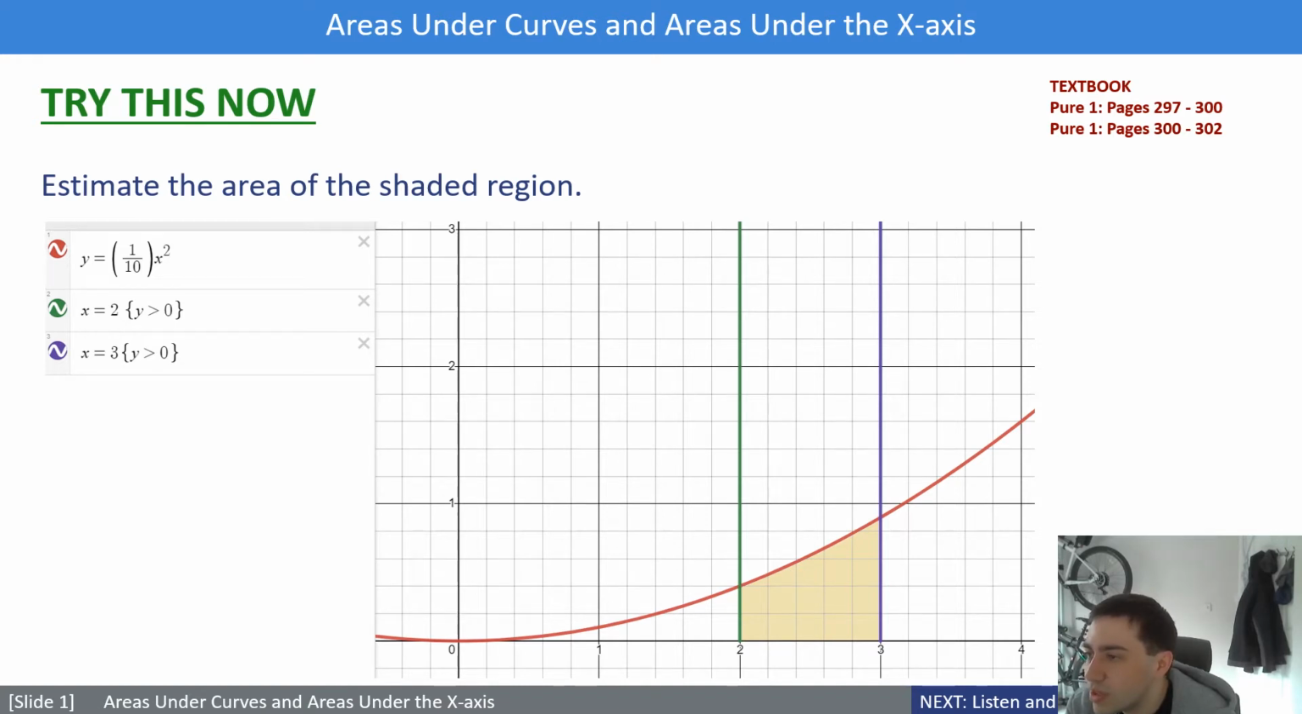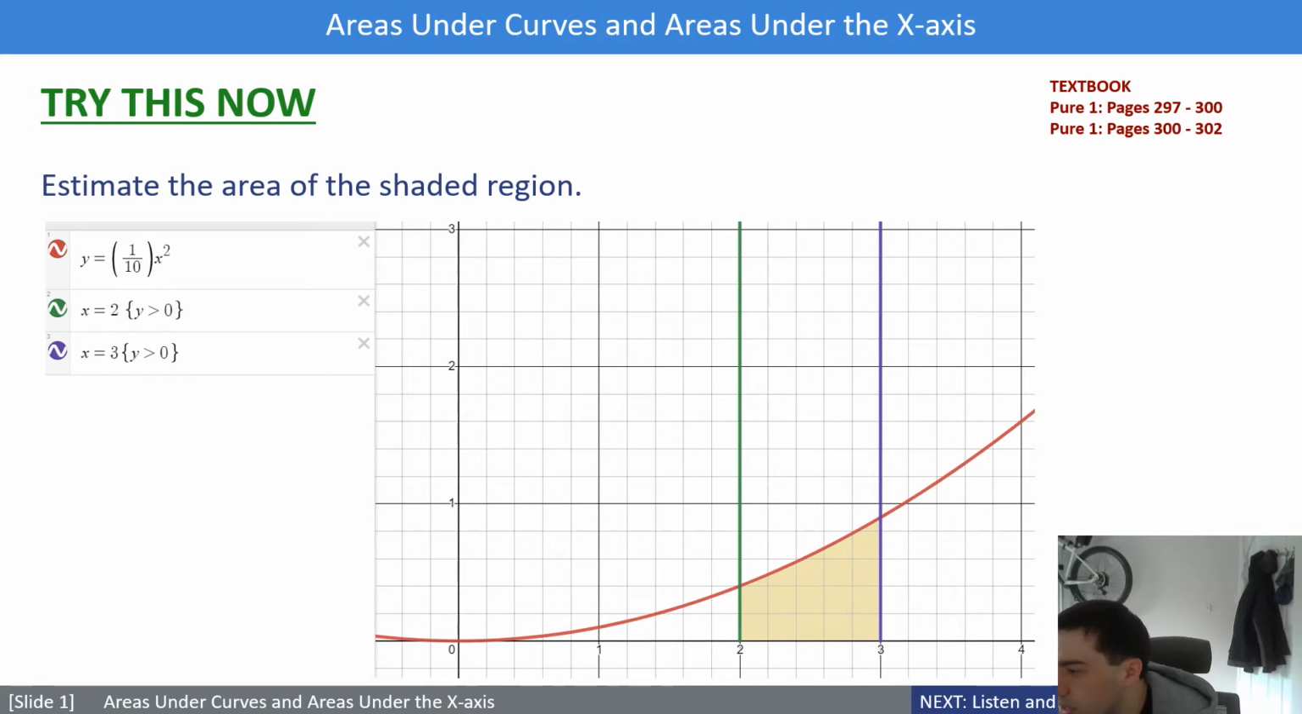Just to demonstrate what it is we're actually going to be doing, or what tool we're about to get, have a look at this graph here that I've plotted. So it's 1/10 x squared is the red graph, and then it's additionally bounded by these two vertical lines, the green and the purple one, at x equals 2 and x equals 3.